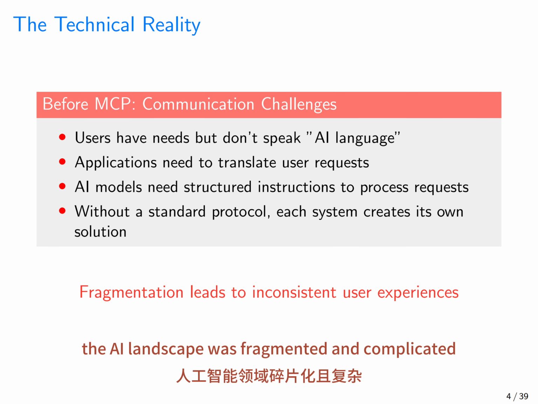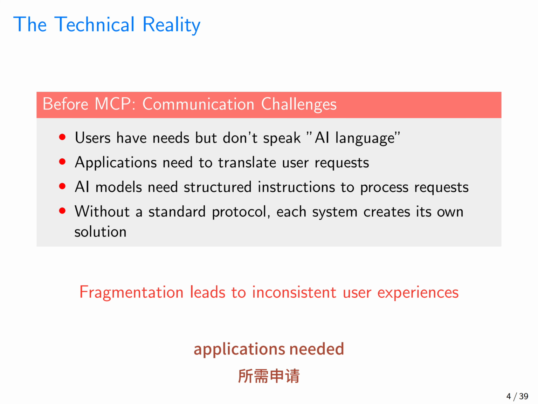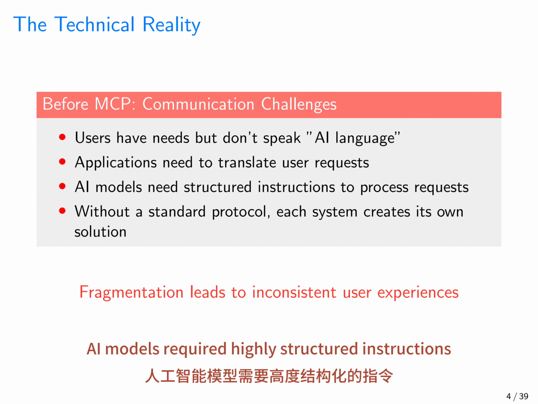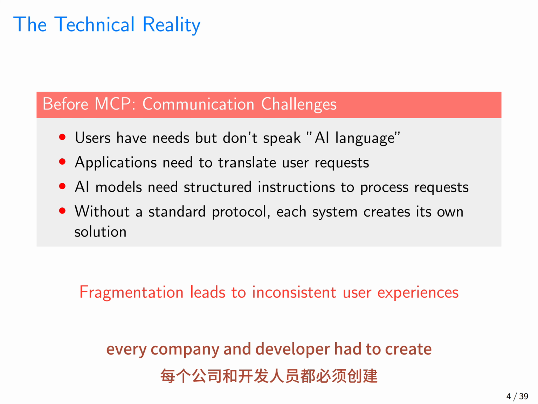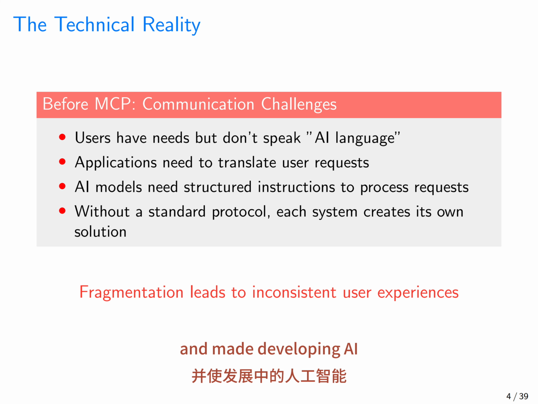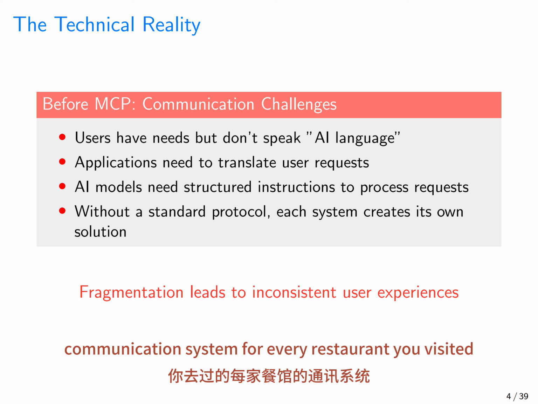Before MCP, the AI landscape was fragmented and complicated. Users don't naturally speak AI language. Applications needed complex custom code to translate user requests. AI models required highly structured instructions in specific formats. Without a standard approach, every company and developer had to create their own solution. This fragmentation led to inconsistent user experiences and made developing AI applications much more difficult than it needed to be. It was like having a different communication system for every restaurant you visited.